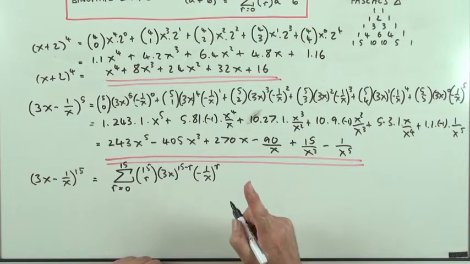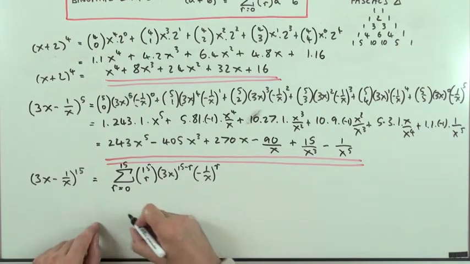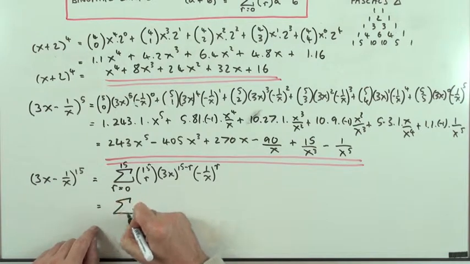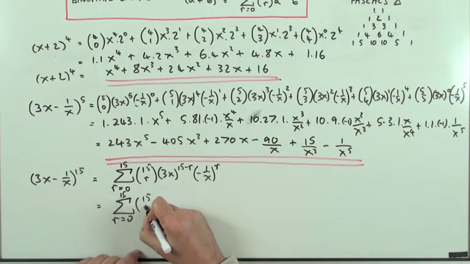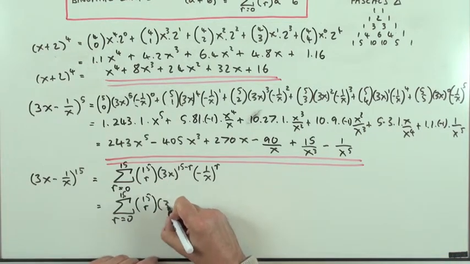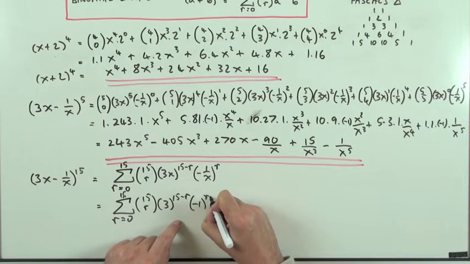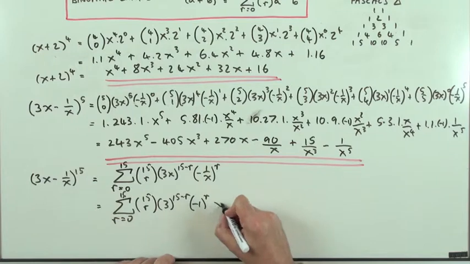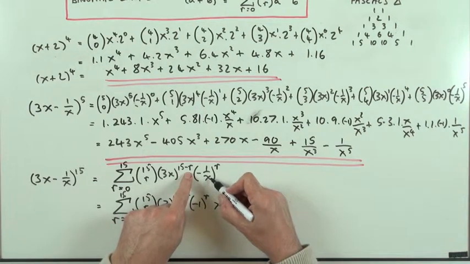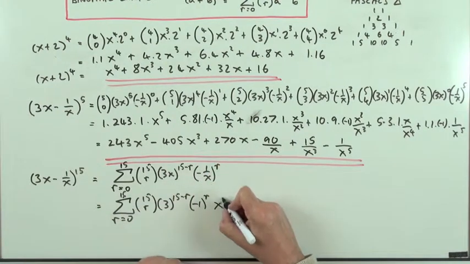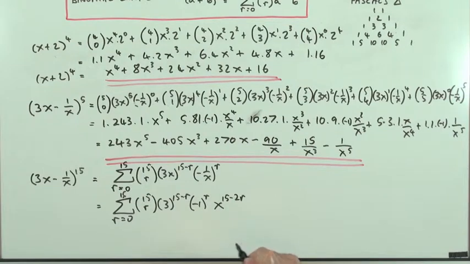So I could identify the term I need just by thinking of the power of x that I've got. I'll just take that one step further though. What I've got there is, the general term would actually be, if I pull all the coefficients to the front, 3 to the 15 minus r, negative 1 to the power r for all the numerical parts, and that leaves the x's as 15 minus r for the index. There's an r underneath, so that's going to be 15 minus 2r. So I can identify the x term this way.